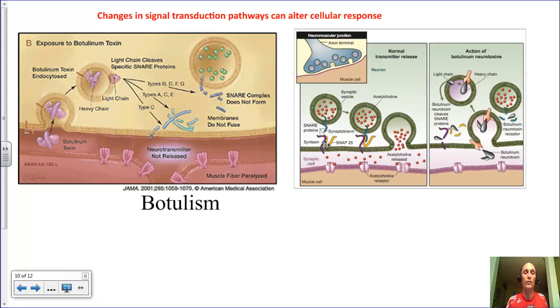You want to avoid them as much as you can, but basically botulism is going to take the information that's trying to be sent from the neurotransmitters at the synapse and keep them from releasing. As a result of that, no signal goes to the muscle, and the muscle fiber is paralyzed.